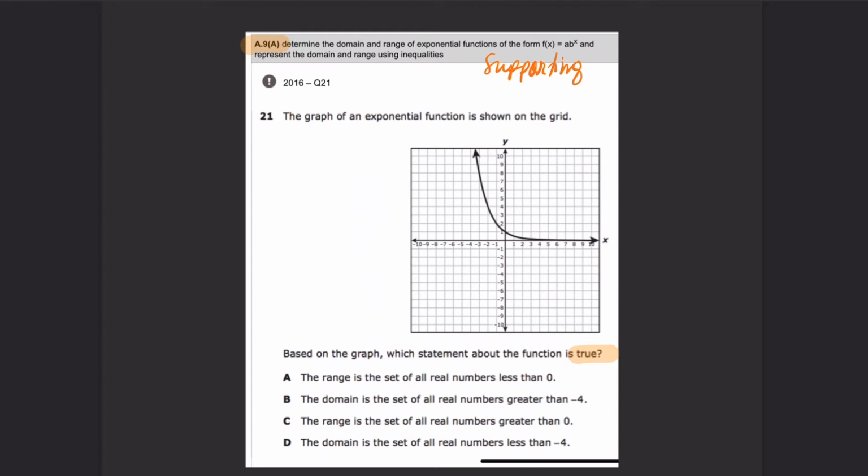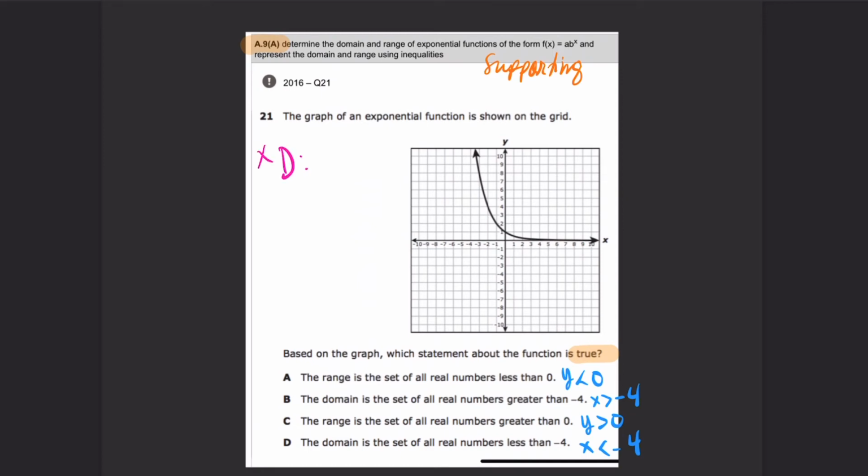A says the range is the set of real numbers less than 0. B is saying the domain is the set of all real numbers greater than -4. Since domain is talking about the x, and it says greater than -4. C is saying the range is the set of all real numbers greater than 0. D is saying the domain is the set of all real numbers that are less than -4. So let's go ahead and find the domain and the range of this graph. Let's see which one is true, which one is false.